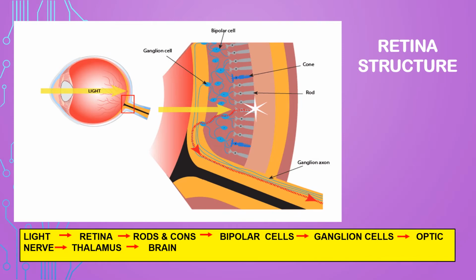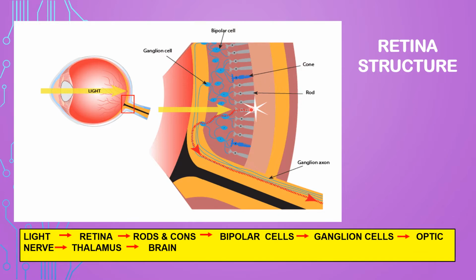Now let's see the structure of the retina and how it works. We have seen that the light enters through the pupil, the lens adjusts the focus and the light is reflected in the retina. This is the enlarged view of the retina. The retina contains layers of neurons and these neurons are specialized to respond to the light. So when the light falls on the retina, it first activates the receptor cells. And those receptor cells are the rods and cones.